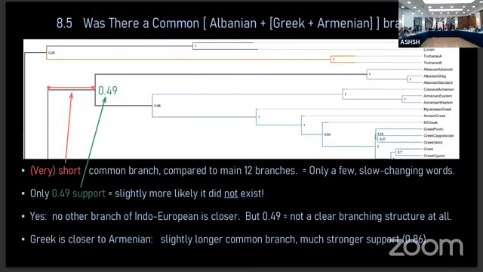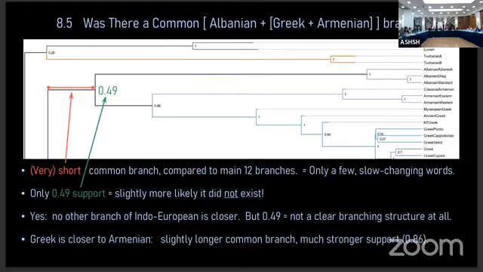So we have a Greco-Armenian branch here, not relatively short, and we have a very short common theoretical Albanian Greco-Armenian branch, okay? But that number there is 0.49. So it's actually less than 50% support. If anything, the case would be less weak for Albanian with something like Greek and Armenian than with any other branch. But really the result is we don't see a particularly close relationship to any branch, okay?